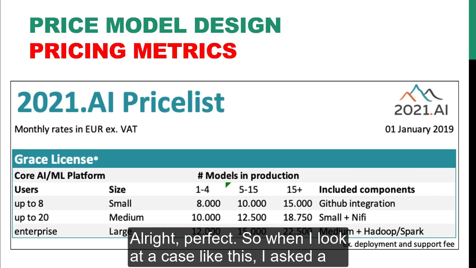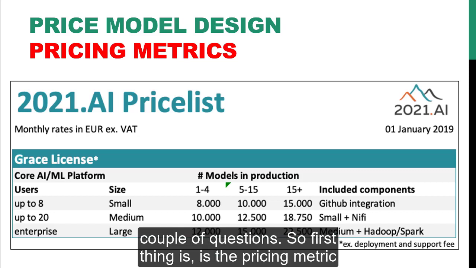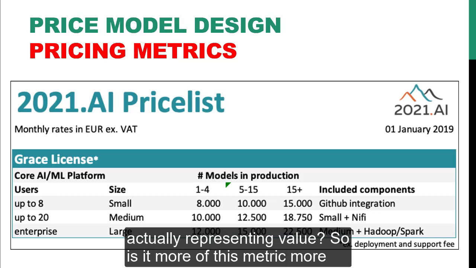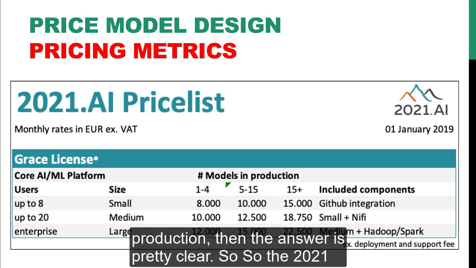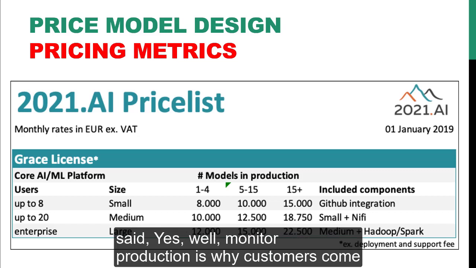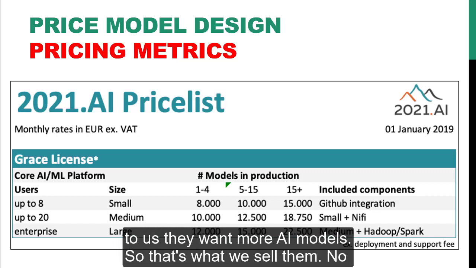All right, perfect. So when I look at a case like this, I ask a couple of questions. First, is the pricing metric actually representing value? So is it more of this metric, more value? And when you ask this of models in production, the answer is pretty clear. 2021 said, yes, models in production is why customers come to us. They want more AI models.